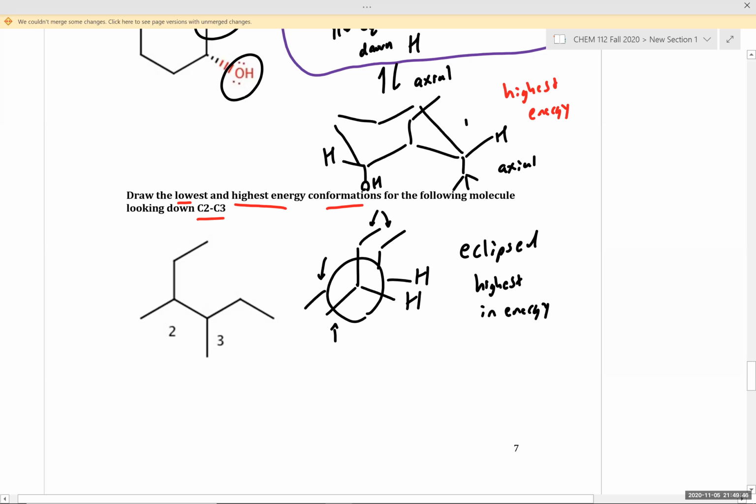Perfect. Now, the lowest energy conformation has the greatest amount of separation, the greatest dihedral angle between our bulky substituents in general. So our anti-conformation would be the lowest in energy. And our anti-conformation would look something like this.